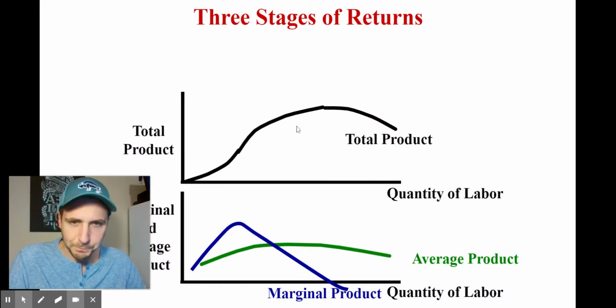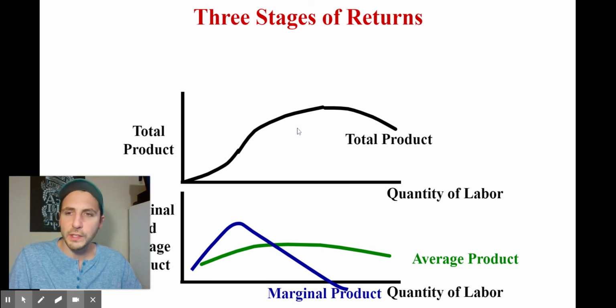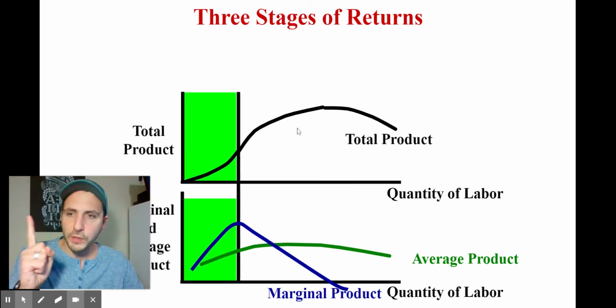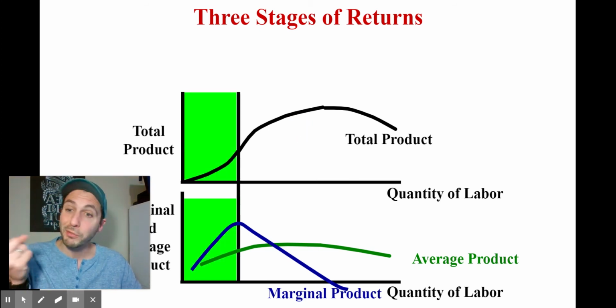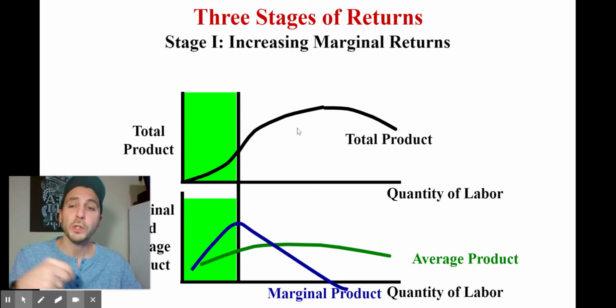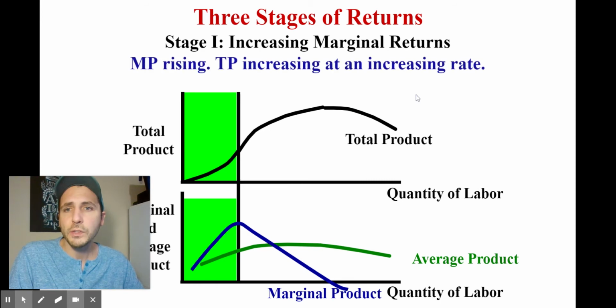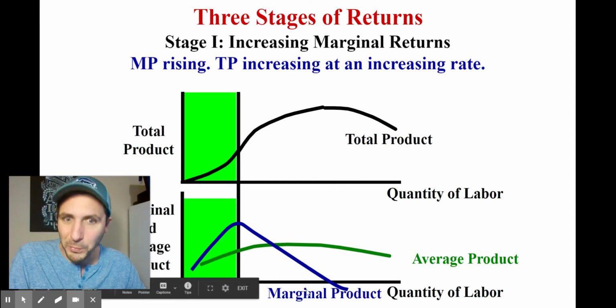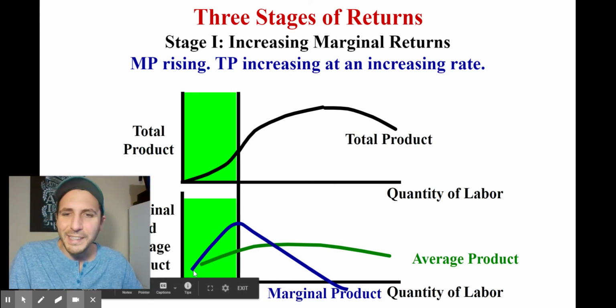It looks like this, right? We have three stages of returns. The first stage is what happened when I hired my first couple of workers, right? We call this increasing marginal returns. And with increasing marginal returns, marginal product, which is the bottom one here, is increasing.